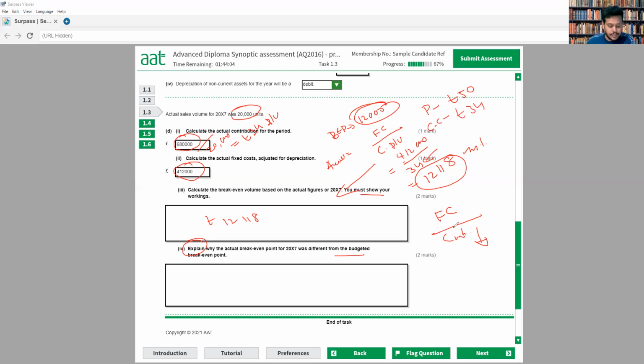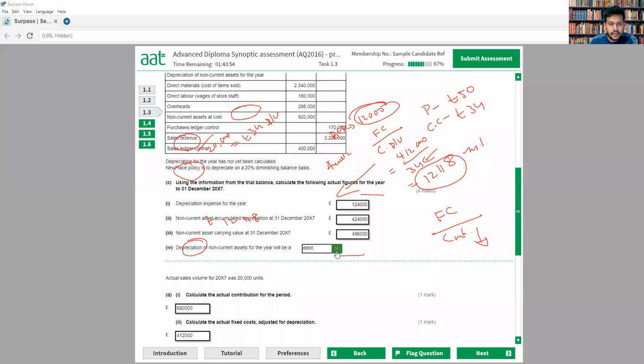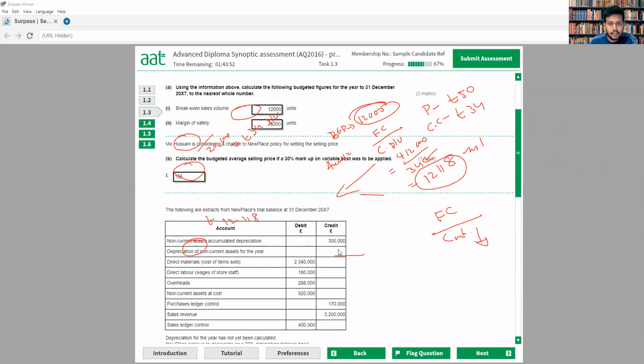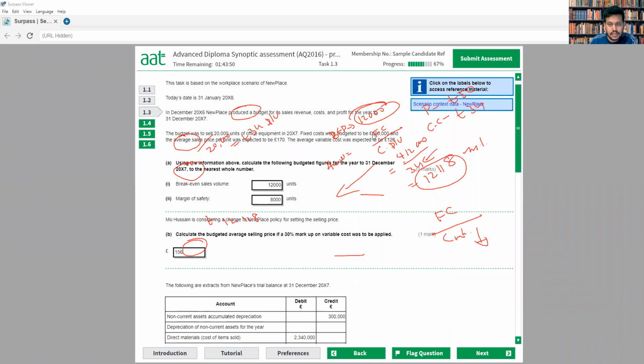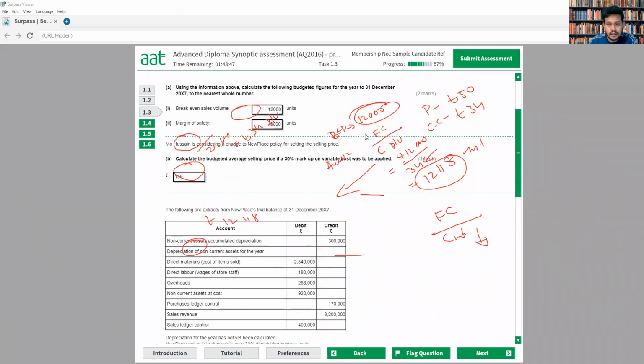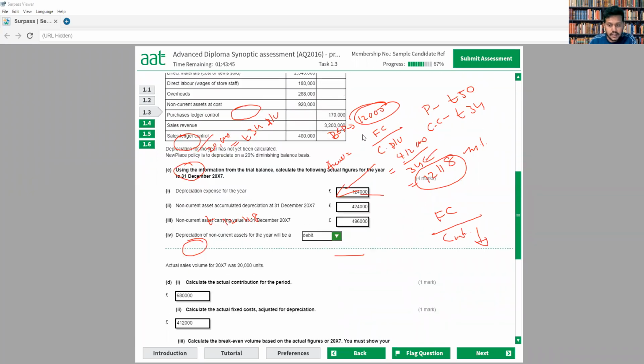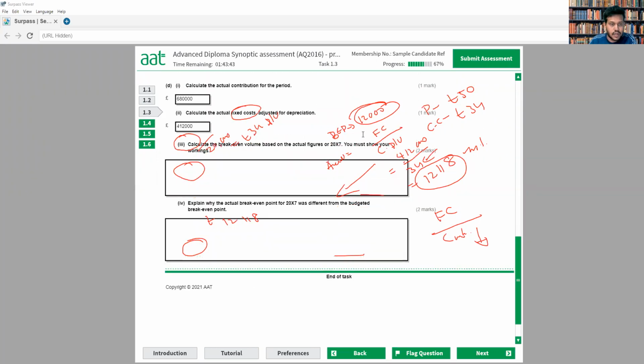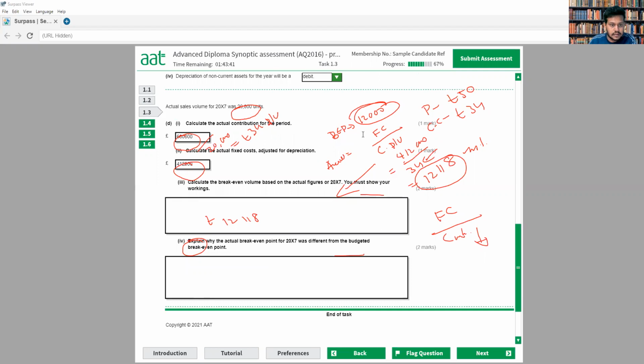On the other hand, before my fixed cost was only, let's have a look how much it was. The fixed cost was at the top. My budgeted fixed cost was 600,000. And my new fixed cost here is 412,000.